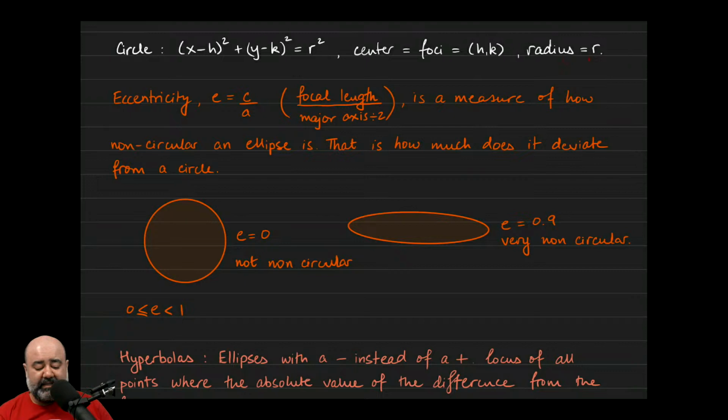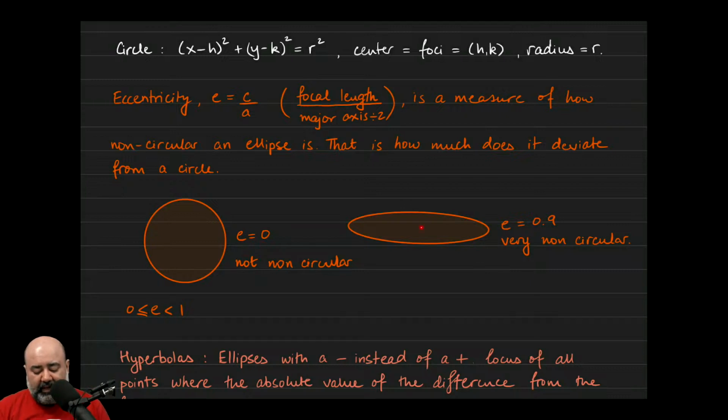There is a formula for eccentricity to figure out numerically how round something is. The eccentricity is always represented by lowercase e, and it's always the ratio between c and a, where c is sometimes called the focal length, and a is the major axis divided by 2. This is a measure of how non-circular something is. So how much does it deviate from a perfect circular shape is what we're trying to figure out. If there is no deviation because you're exactly what a circle is supposed to be, then the eccentricity is 0. There are no deviations. There's nothing else to it.